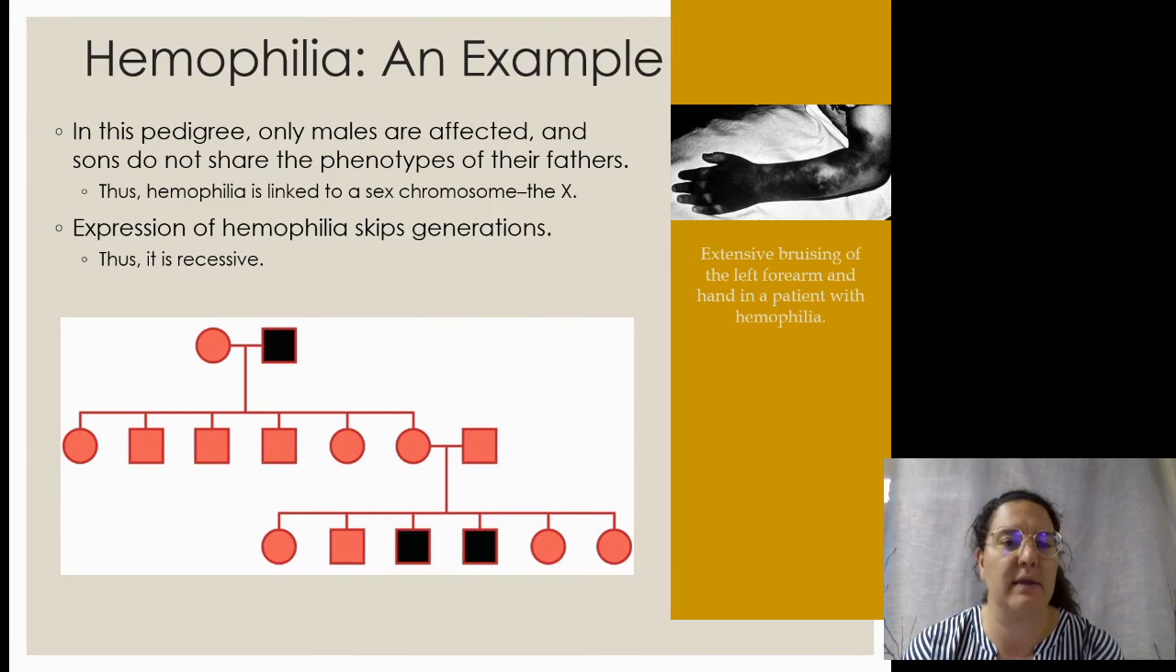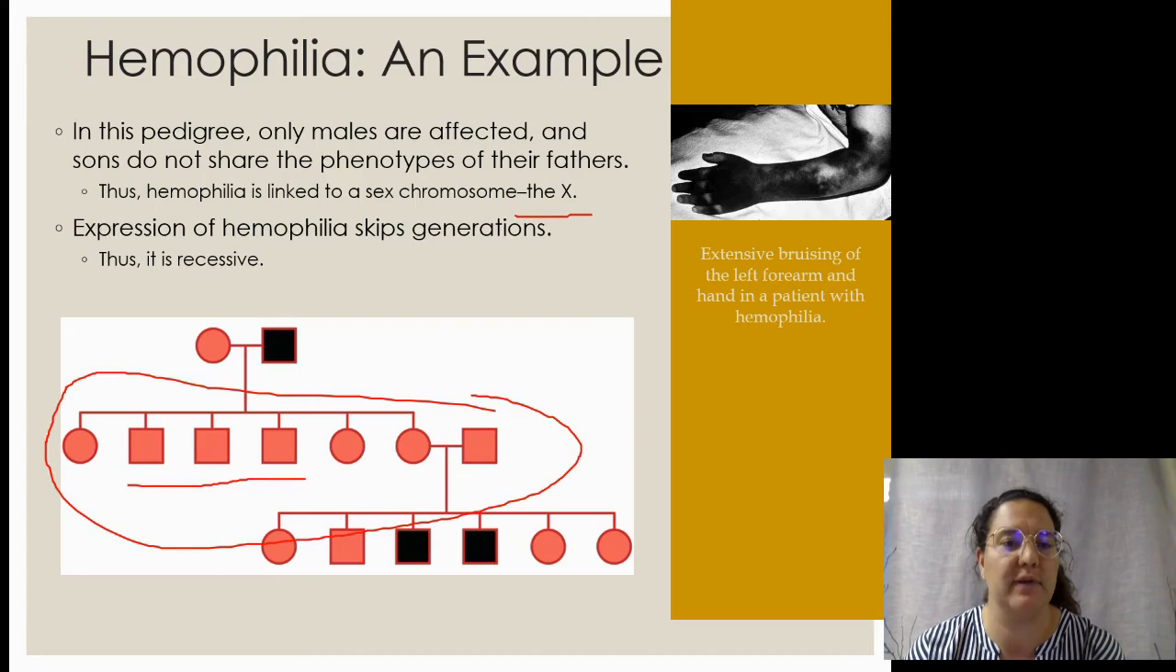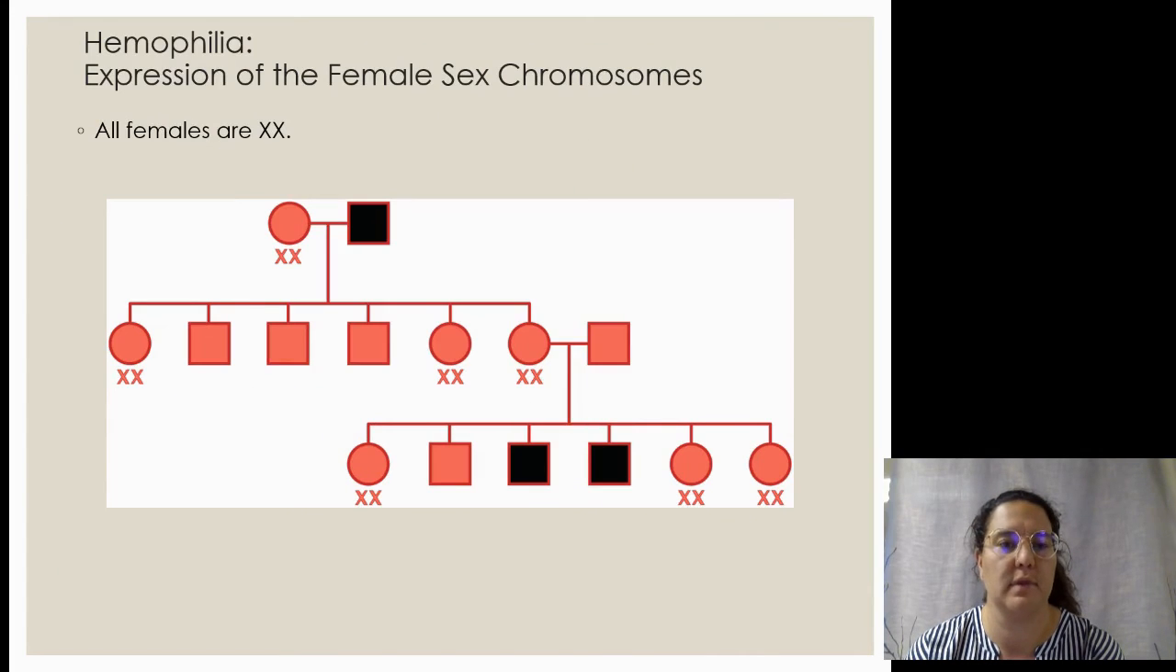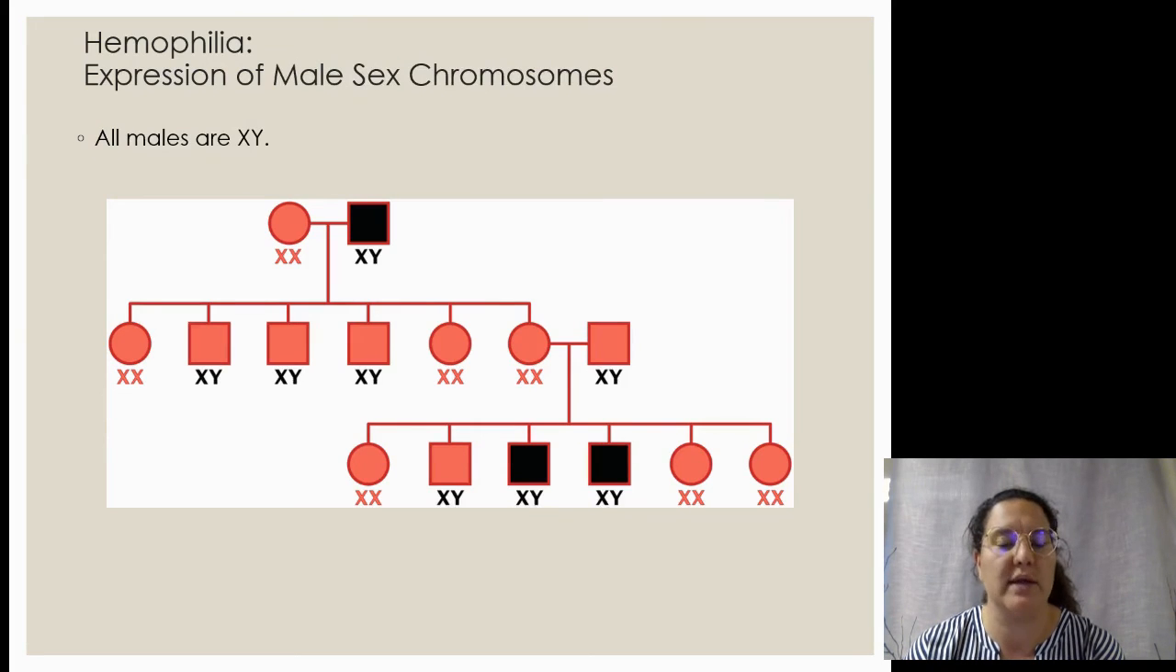So looking at this pedigree for hemophilia, we see that only males are affected, but because some sons here are normal, we know it must be an X-linked condition because not all sons are affected. Hemophilia has skipped generations. There's nobody in this F1 generation that has hemophilia. Therefore, it's going to be a recessive trait. So we give all the females X chromosomes to identify their sex chromosomes. We give all the males XY to identify their chromosomes as well.